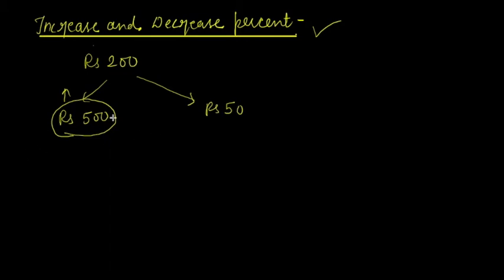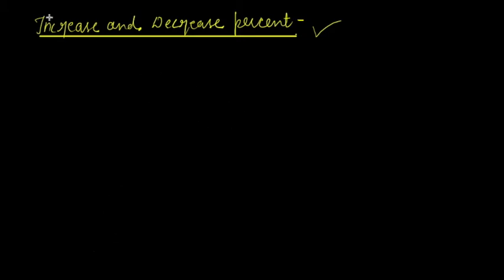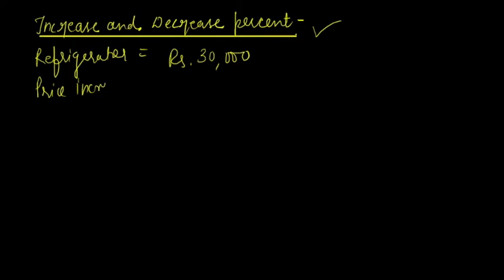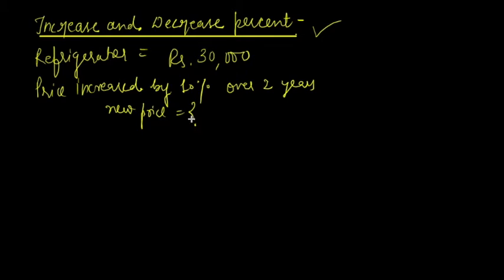So the first thing, if I want to pick one example, I'll take suppose a refrigerator. And the cost of this refrigerator, let's take as 30,000 rupees. And if I say that the price has increased by 10% over 2 years, you have to calculate the new price. It means what is the new price now when the price has increased by 10%. So this is a very simple question. If the price was 30,000 and now it has increased by 10%.